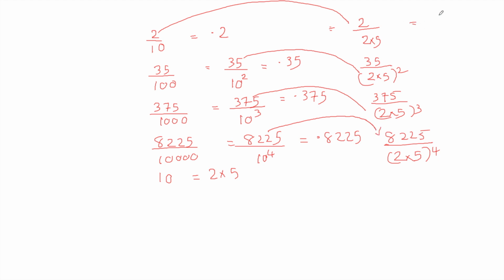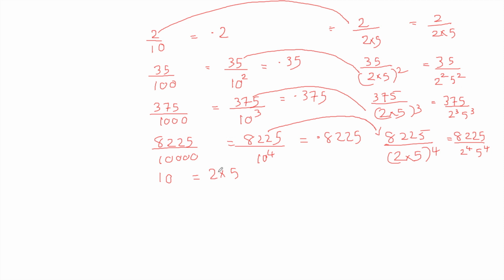So again 2 divided by 2 into 5. Here 35 divided by 2 square, 5 square. Here 375 divided by 2 cube, 5 cube. Here 8225 divided by 2 raised to 4, 5 raised to 4. So again we can conclude if the denominator is a power of 2 and 5, we can say that the decimal expansion of a given fraction is terminating.